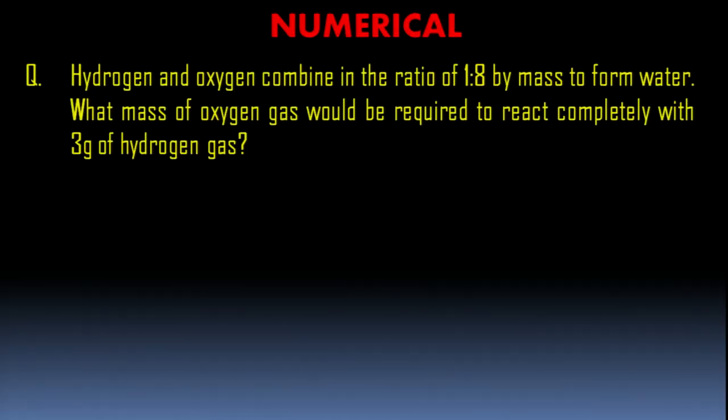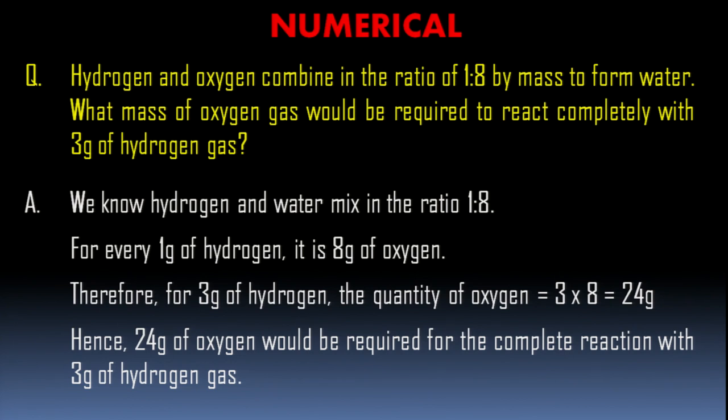Let's go for a numerical for this so that your concept would be quite clear. Hydrogen and oxygen combine in the ratio 1:8 by mass to form water, as we have discussed, children. What mass of oxygen gas would be required to react completely with 3 grams of hydrogen gas? Think, children. It's very easy. It's just a simple unitary method. When hydrogen is 1 gram, oxygen is 8 grams by mass and we form 9 grams of water. When hydrogen is 3 grams, what will be the mass of oxygen? 3 into 8, that is 24 grams. Simple unitary method. Okay, children?